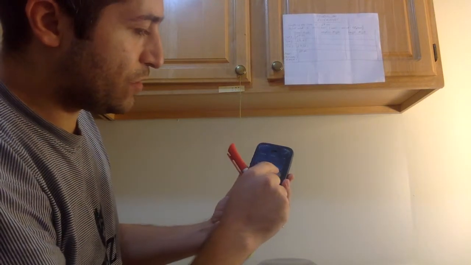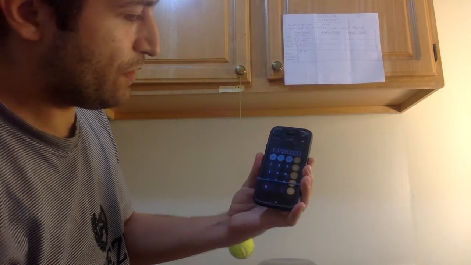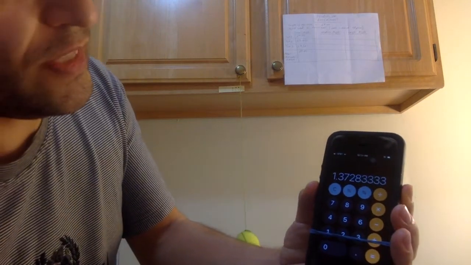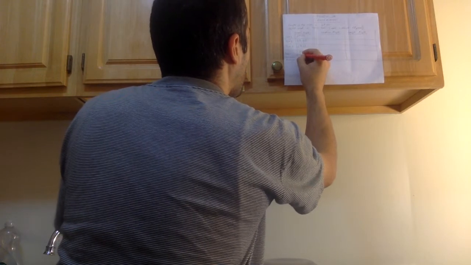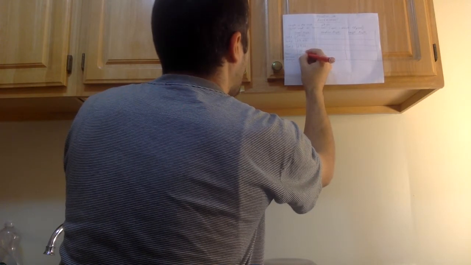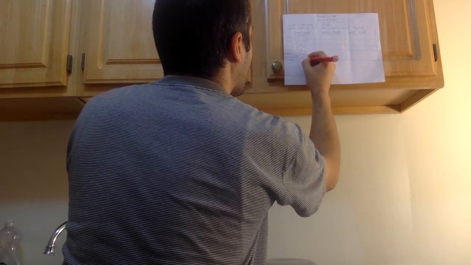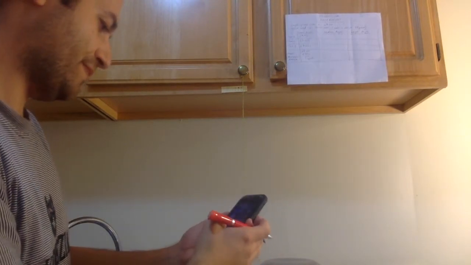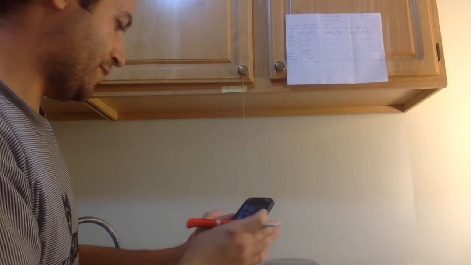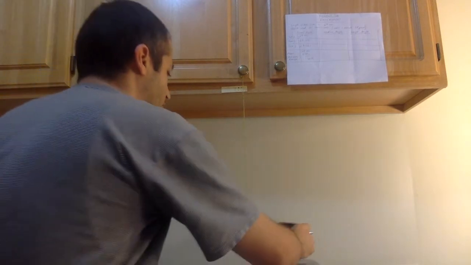If we divide this by 20, we find 1.37 seconds. 1.37 seconds for 1 cycle. So the period is 1.37, okay, for this measurement. Okay, let me turn on my stopwatch, reset it. Okay, let me put it here.